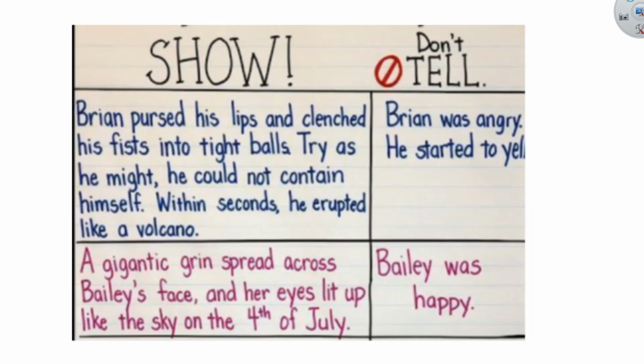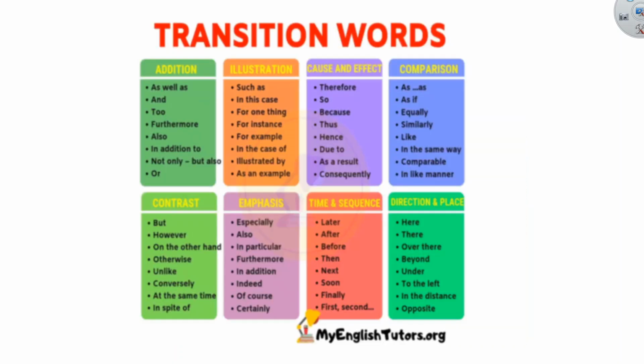Okay, we've talked about this. We have a poster in our room of us doing it. So try to visualize that. But here's an example again. Now here's those transition words. Remember, we can show that time in sequence by saying later, after, before, then, next. We can use those similes and those comparisons, such as, if, equally, similar, like, in the same way. We can show direction and place by saying here, there, over there, beyond, under, to the left, in the distance. So you want to make sure that you're using those transition words.